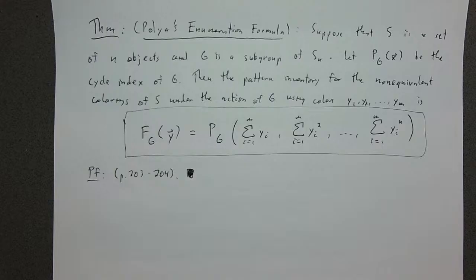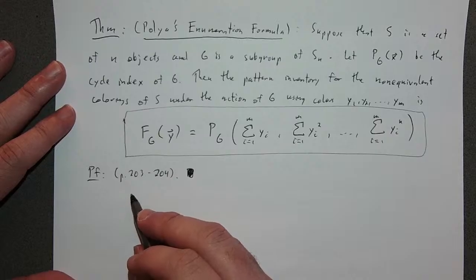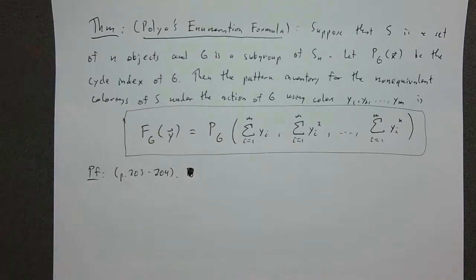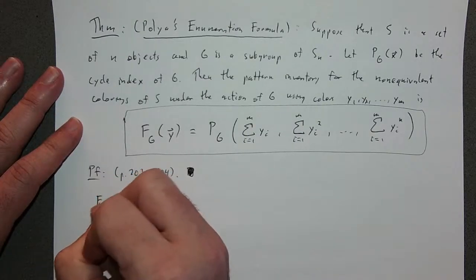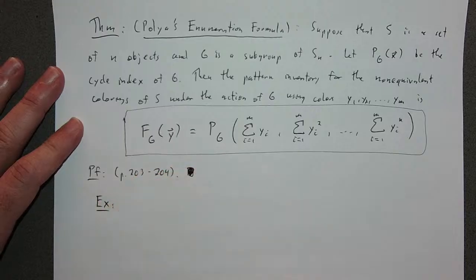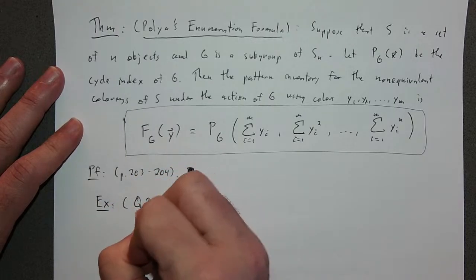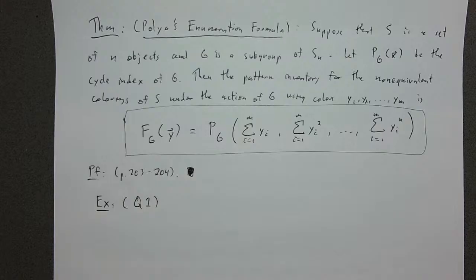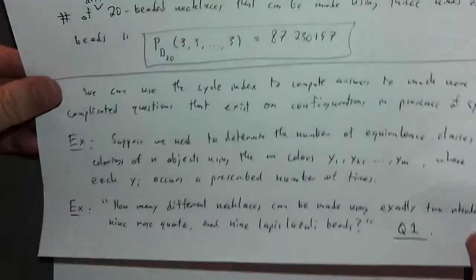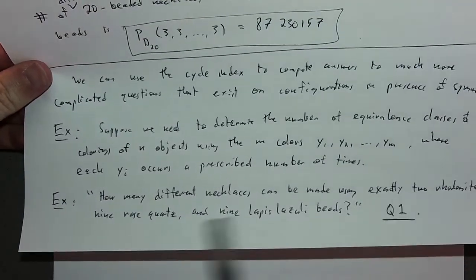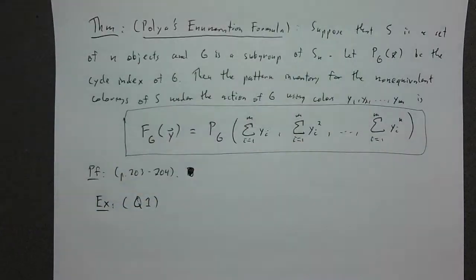Okay, and so how can I use this? I'm going to give a couple of examples here. So let's do the following. Maybe I'll say it's a quick example. Question 1, right? So what did question 1 ask us again? Let's remind ourselves. Question 1 asked, how many different necklaces can be made using exactly 2 rhodonite, 9 rose quartz, and 9 lapis lazuli beads?